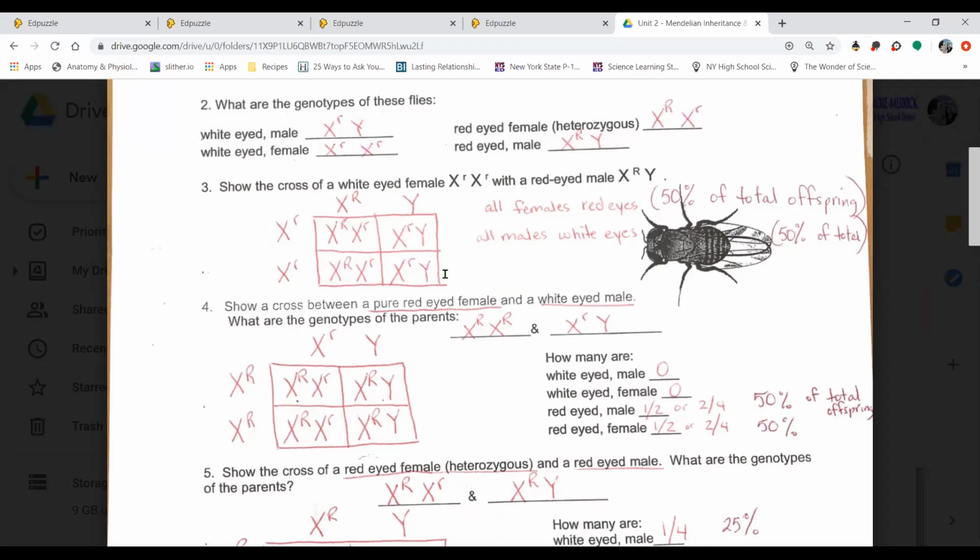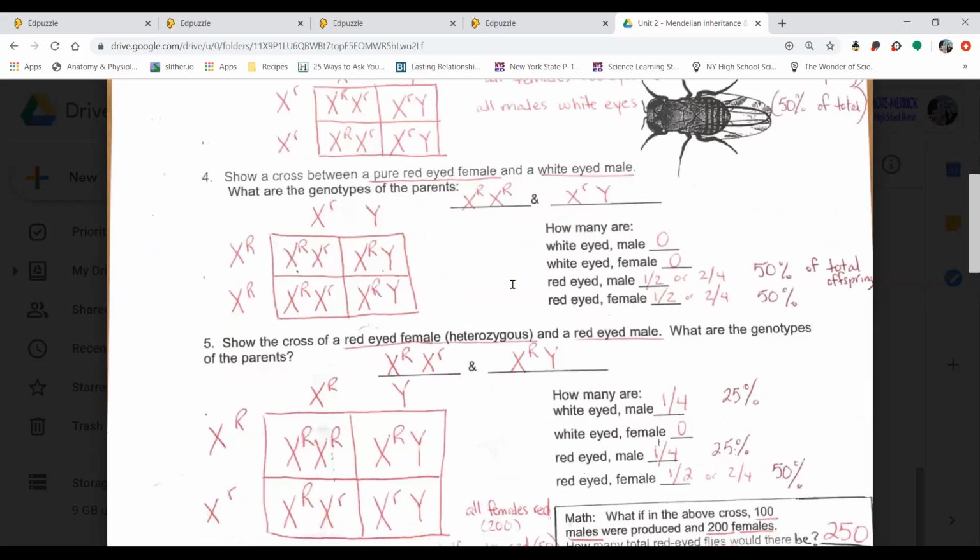And then also if there's a Y, the Y always gets written last. That's just proper notation when you're writing it out so that you can interpret it properly. And if you fill in the boxes, you should end up seeing, in this case, all of the females have red eyes, and all of the males have white eyes. And so then if you were asked to interpret specifically for males, you would say 100% of males are going to have white eyes. 100% of females or daughters will have red eyes.